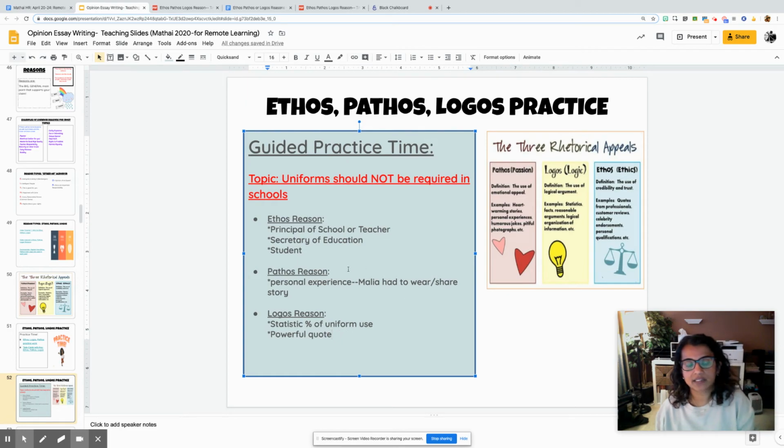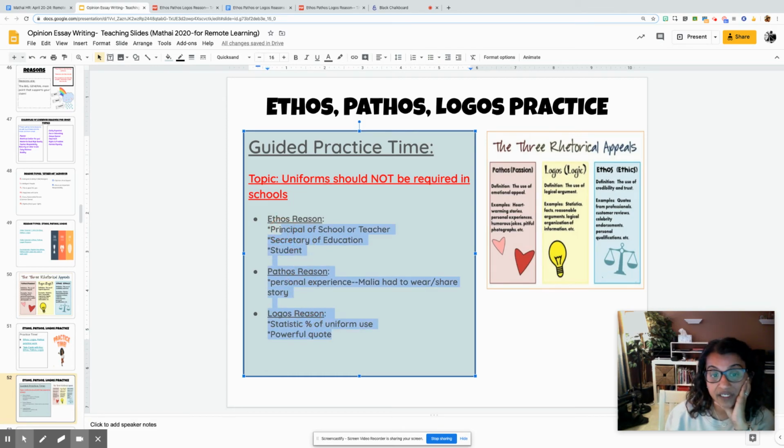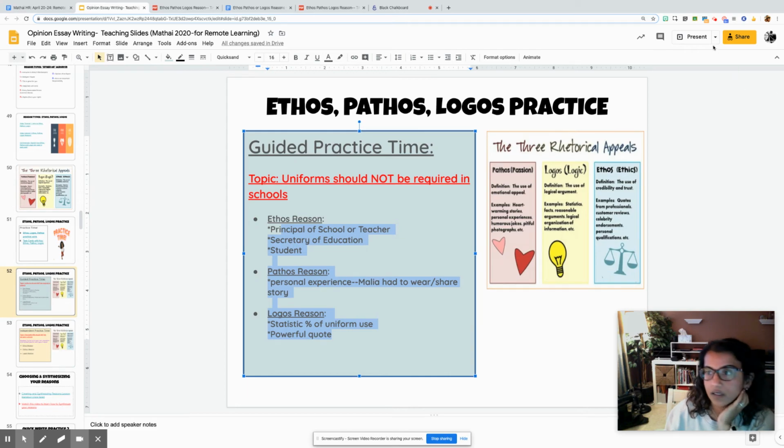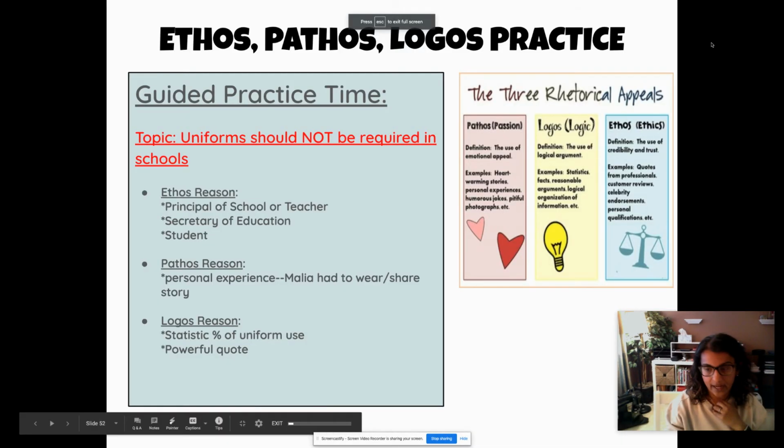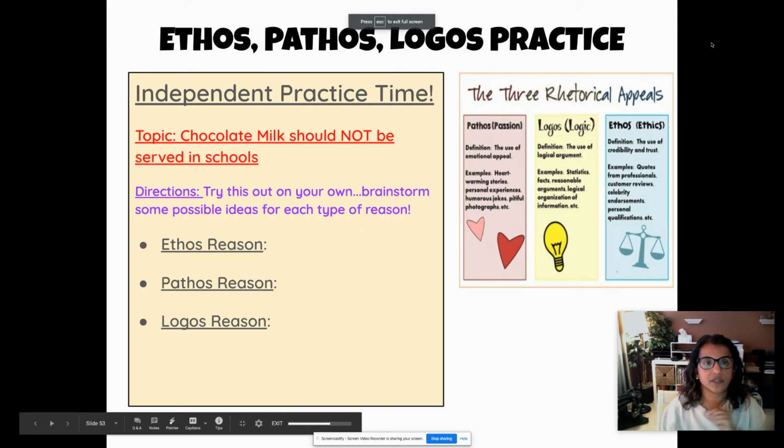I'm going to ask you, though, to embed some other reasons in yours because your logos reasons might even show up in different paragraphs. These could all be types of evidence. If you don't want it to be a type of reason, it could be a type of evidence that you weave in to your argument. Okay? All right.